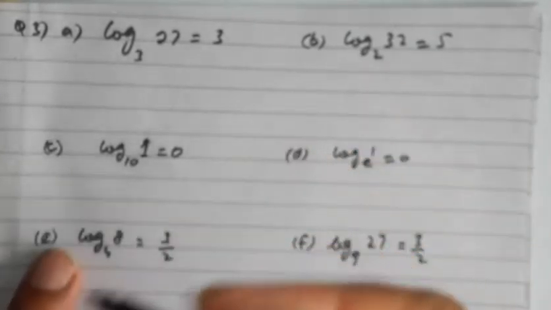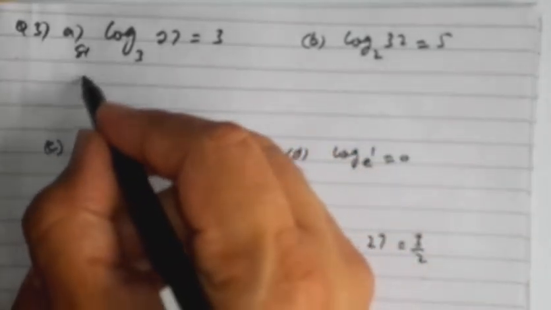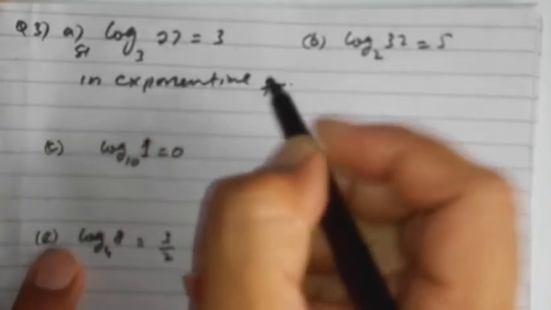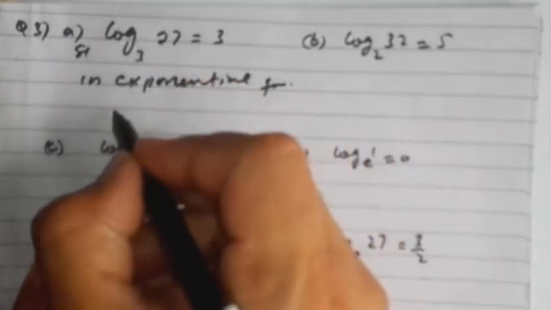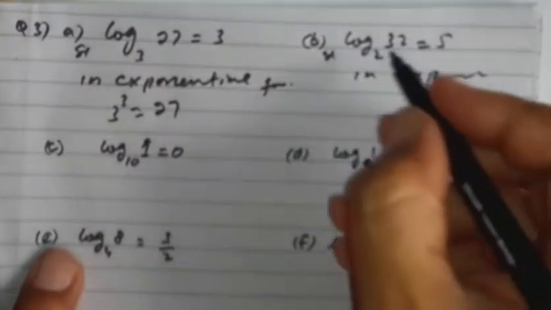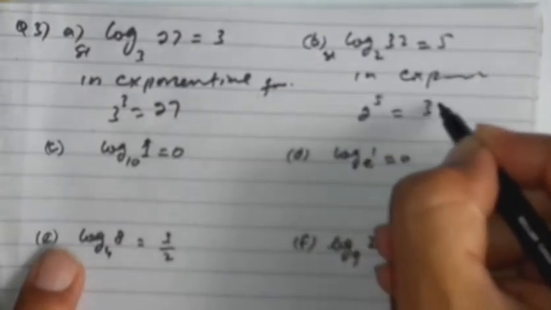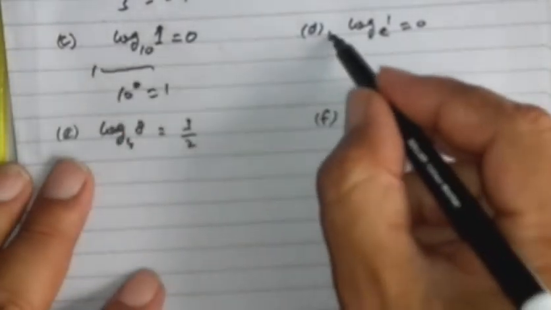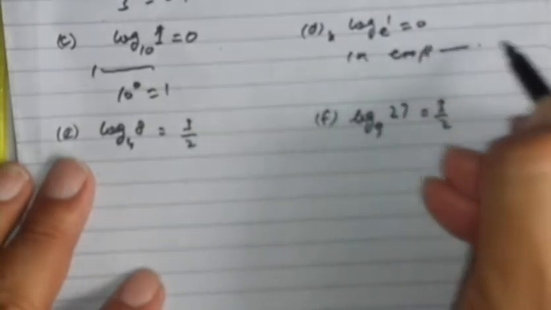Question number 3. Write the following logarithmic function into the exponential form. So solution: in exponential form, it is written as 3 power 3 equals 27. Solution: in exponential form, it can be written as 2 power 5 equals 32. Similarly, in exponential form, 10 power 0 is equal to 1. Similarly, in exponential form, e power 0 equals 1.